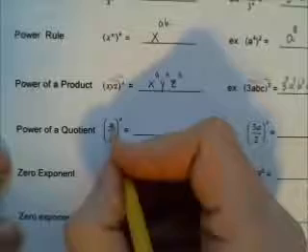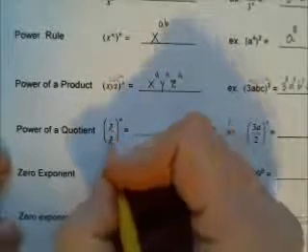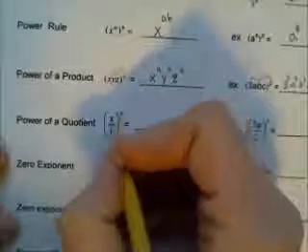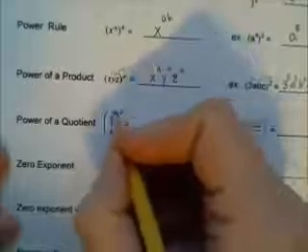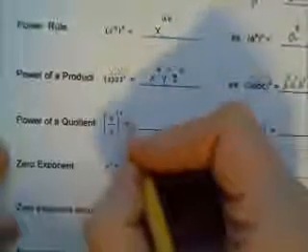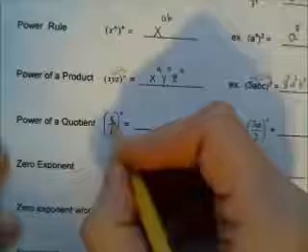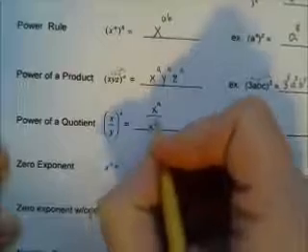The next rule is power of a quotient, which is similar to power of a product. If you have a quotient, anything divided by each other, raised to the a power, you're just going to place the a power on both the numerator and denominator, as long as they're not terms. So we have x to the a divided by y to the a.